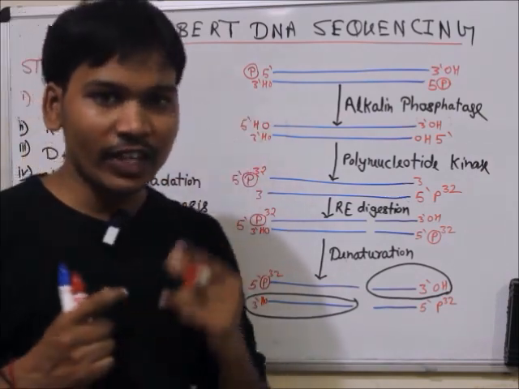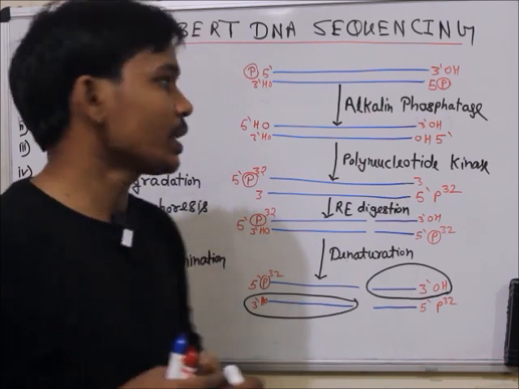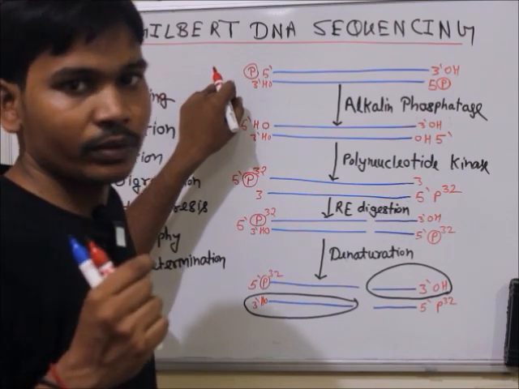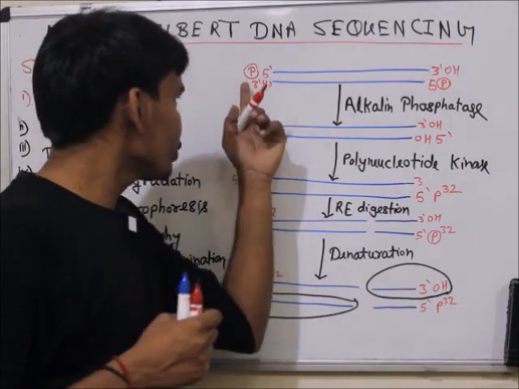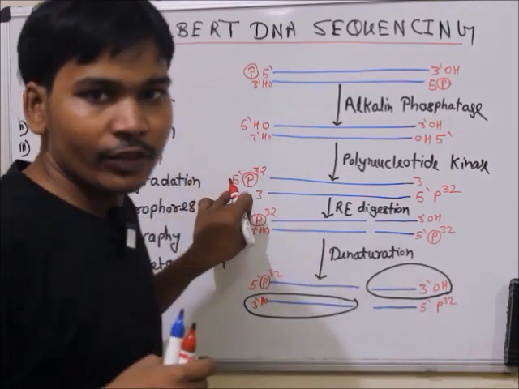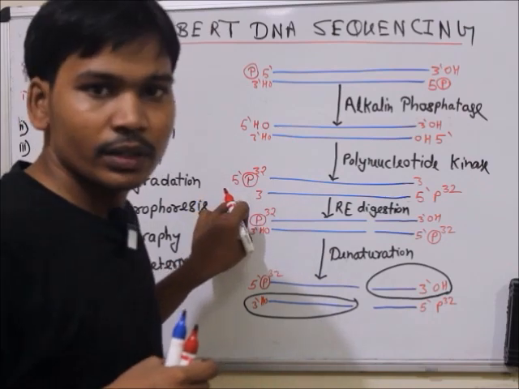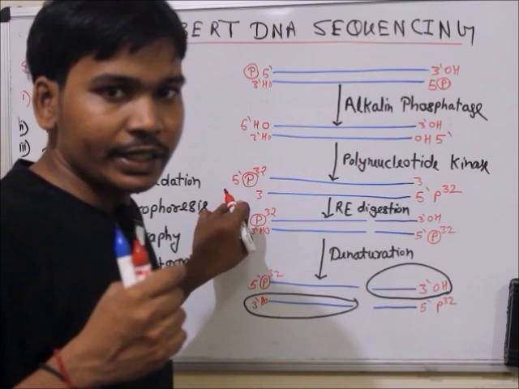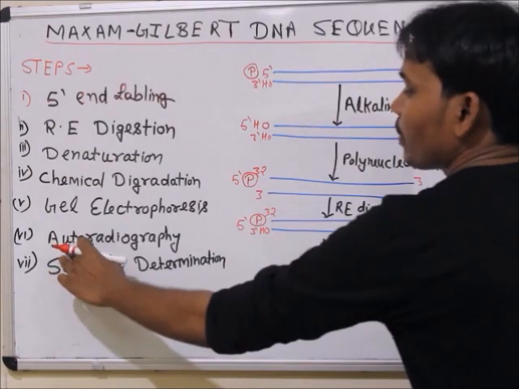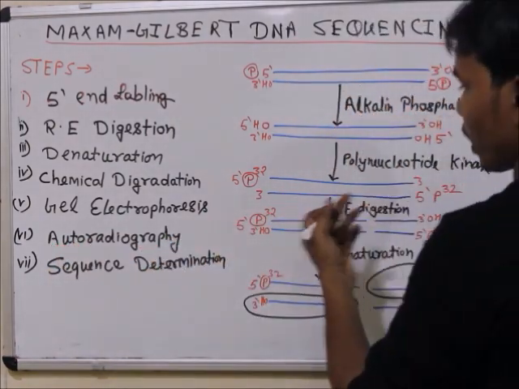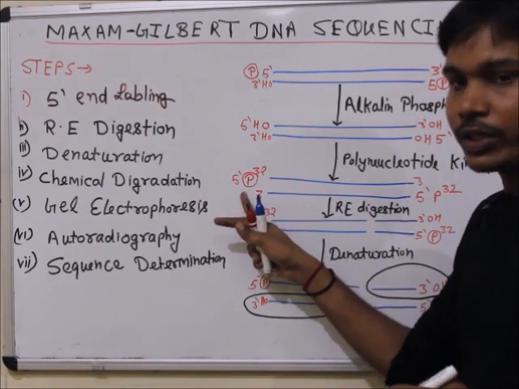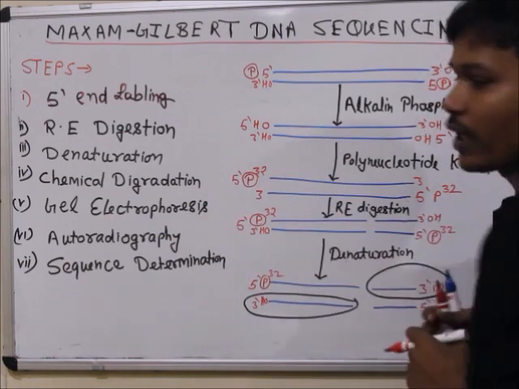Why do we need to remove the phosphates and then add the phosphate groups again? Because the original phosphate is not radio labeled, so it is not radioactive. So first we remove the 5' phosphates, and then we add the radioactive phosphate, that is 32P. It emits radiation, which exposes the photographic film in autoradiography. That is why we require this radioactive element, the 5' phosphate.